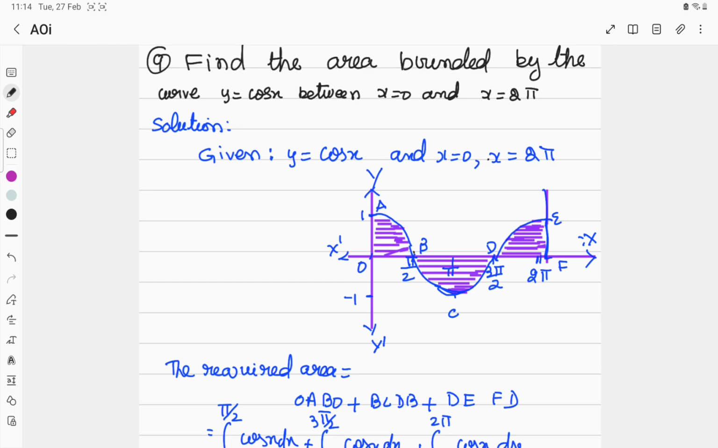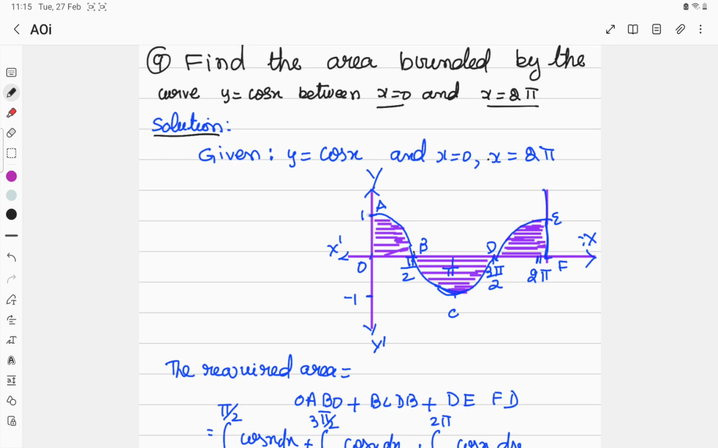Ninth question. Find the area bounded by the curve y is equal to cos x between x is equal to 0 and x is equal to pi. This is a trigonometric problem. Let us plot it carefully. Cos x. We know that cos 0 is 1 but cos 90 is 0.